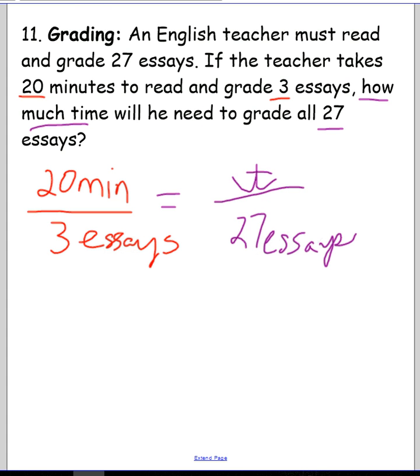So pause and solve. Okay, you should have done 3 times t is the same as 20 times 27. And so 20 times 27 is 540. So 3t equals 540. And then dividing both sides by 3, 540 divided by 3 is 180 minutes. So the time that it'll take the teacher is 180 minutes, which is 3 hours.